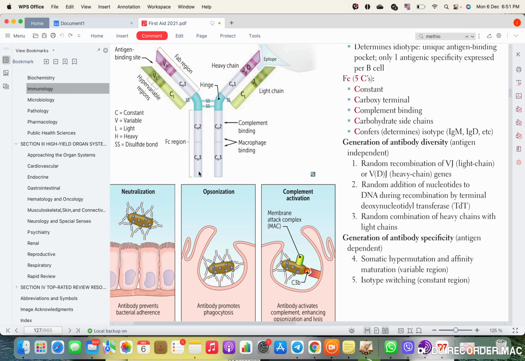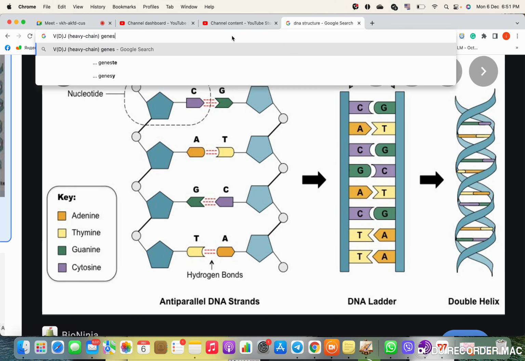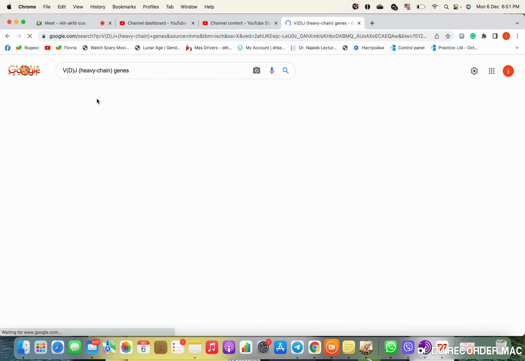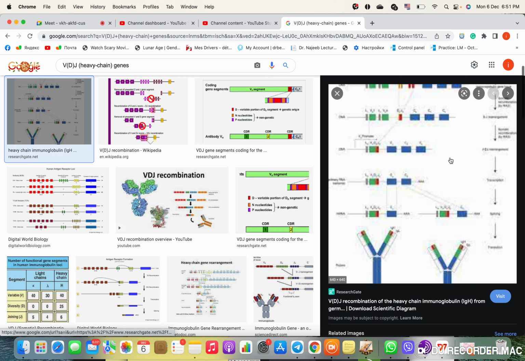VDJ recombination. Sadly, in First Aid here, it's only mildly explained. You don't have to understand it, actually. You just need to know that it exists. I will explain it, but if you don't understand it, it's not required from you guys, okay? So basically, here it is.